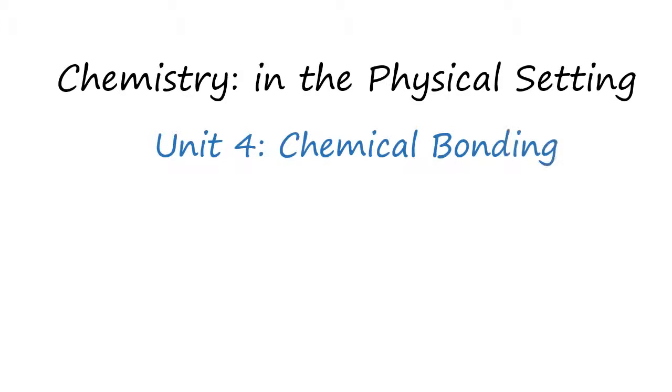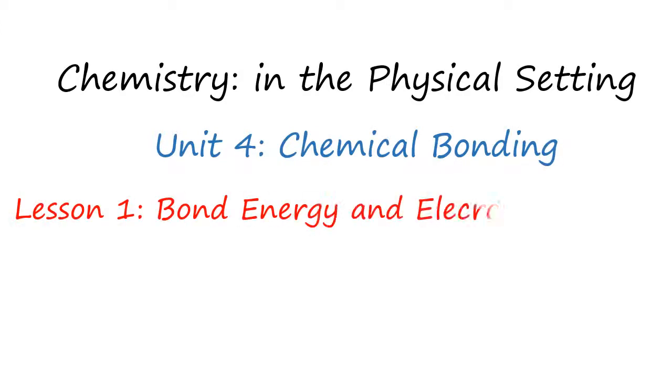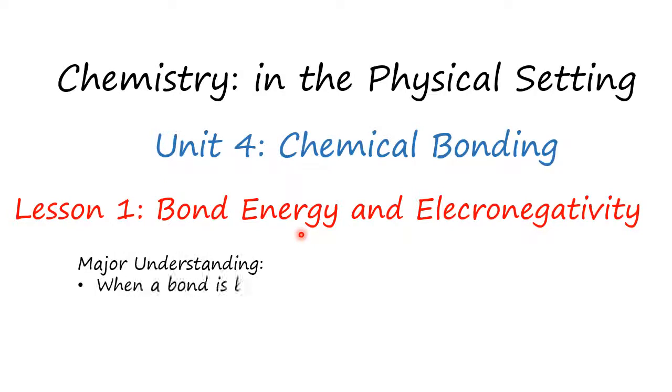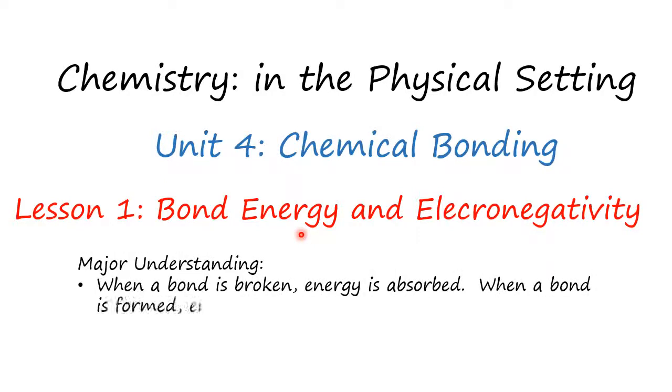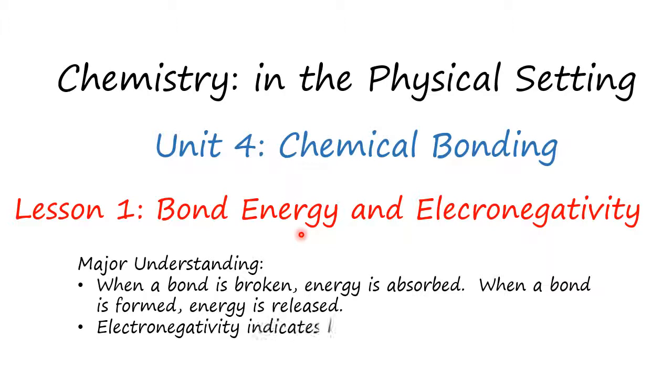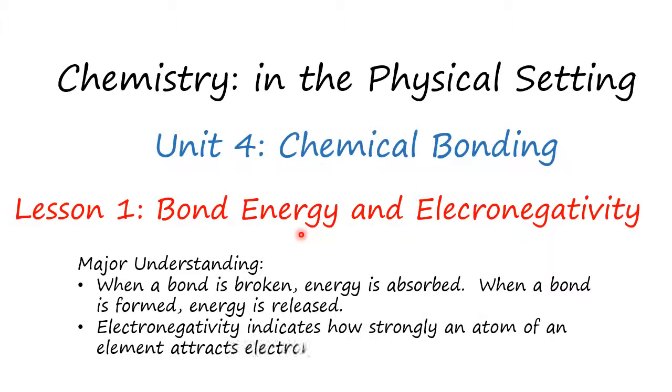This is Unit 4, Chemical Bonding, and Lesson 1, Bond Energy and Electronegativity. Today's major understanding is that when a bond is broken, energy is absorbed, and when a bond is formed, energy is released. Also, electronegativity indicates how strongly an atom of an element attracts electrons in a chemical bond.